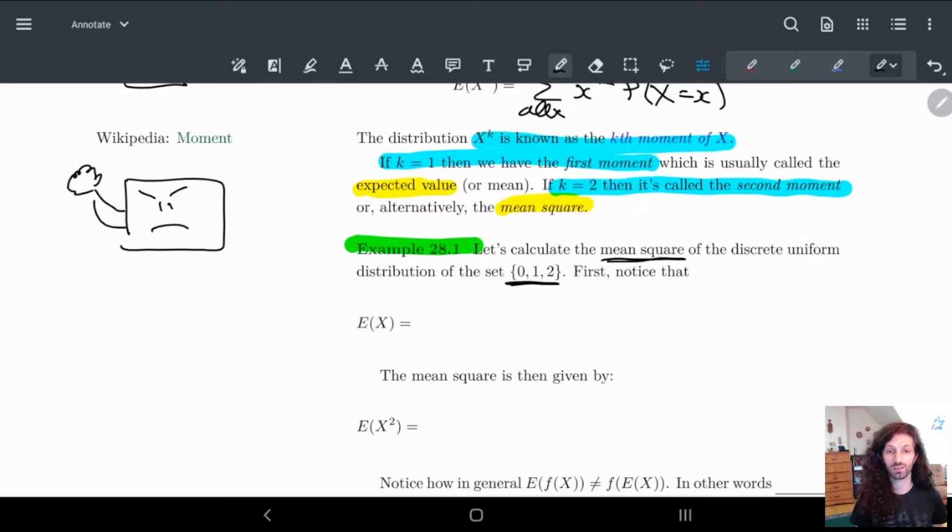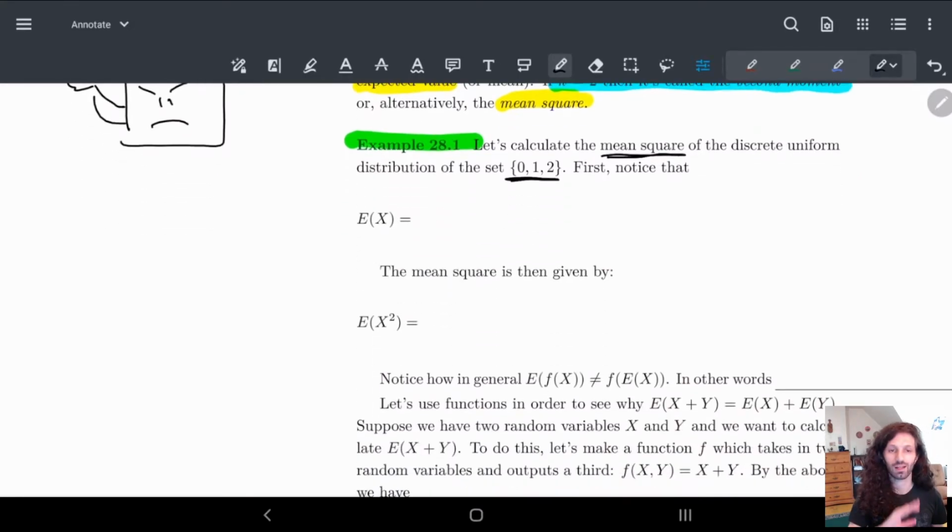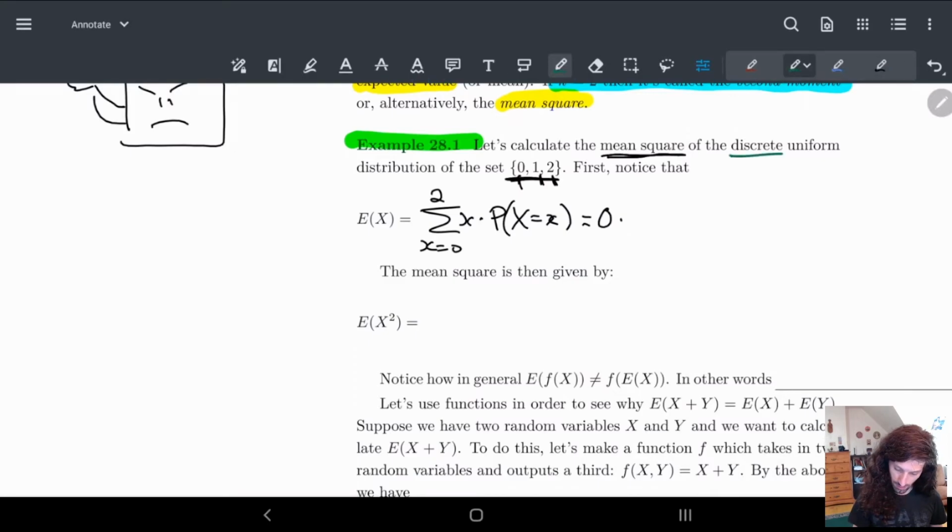First let's do E of x, just to lay down the groundwork. This is going to be the sum over x equal to 0 to 2, because we have 0, 1, 2, of x times the probability. We're told it's discrete uniform, so everything has the same probability, and since there are 3 options, the probability is 1/3. So we have 0 times 1/3, plus 1 times 1/3, plus 2 times 1/3. Here we have 1/3 plus 2/3, which is just equal to 1.